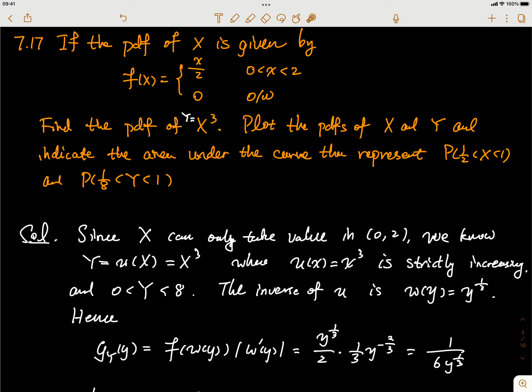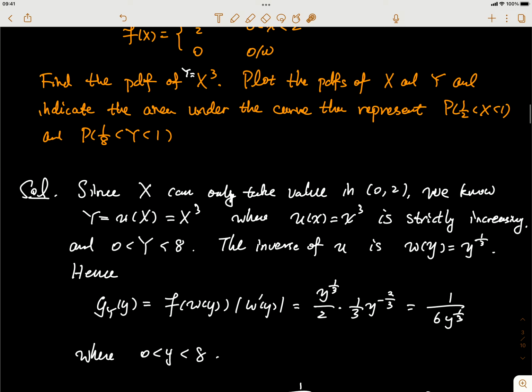Then the inverse of u. Remember that the cubic function is monotone, right? It's strictly increasing on the positive side of the real numbers. Since y is between 0 and 8, u must be strictly monotone, strictly increasing. So the inverse exists, and the inverse of u will be just the cubic root. We call the inverse of u w, and that's just the cubic root.